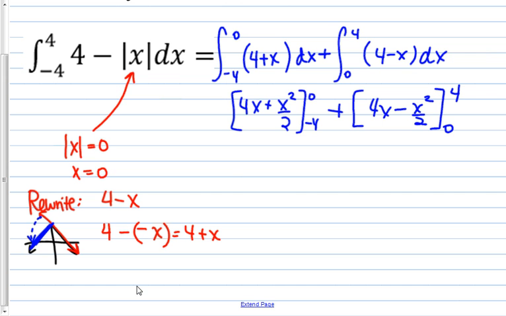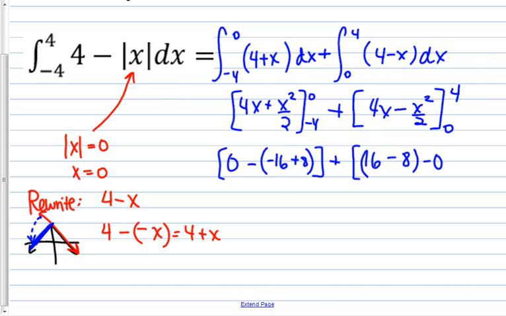Okay, so do math. Plug in the 0, I get 0, minus, and then plug in the -4. So -16, and then -4 squared is 16 divided by 2, that's 8. And I'll do the other side. Plug in the 4, I get 16 minus 16 divided by 2 is 8, minus 0. Okay, so -16 plus 8 is -8, but that negative in the front makes this positive, right? So 8 plus, and 16 minus 8 is also 8. So I'll have 8 plus 8, so my answer is 16.